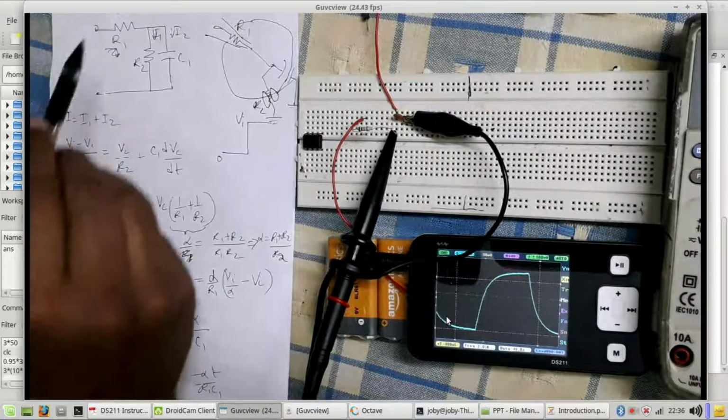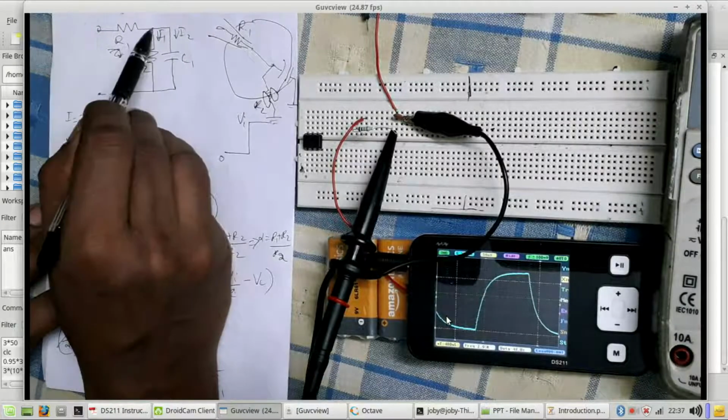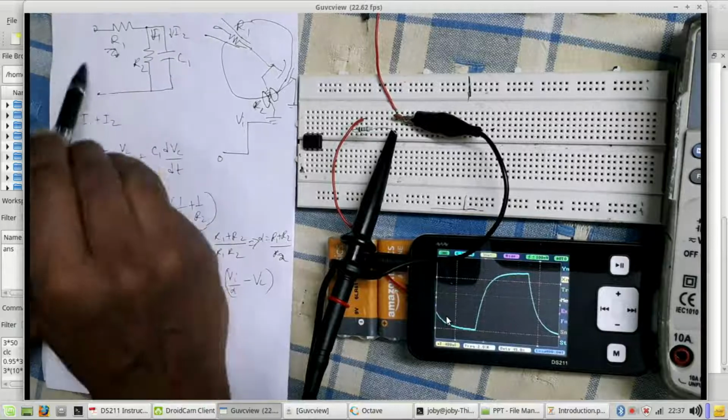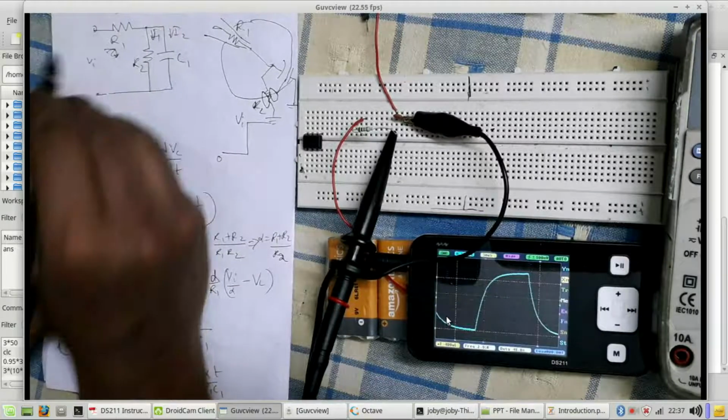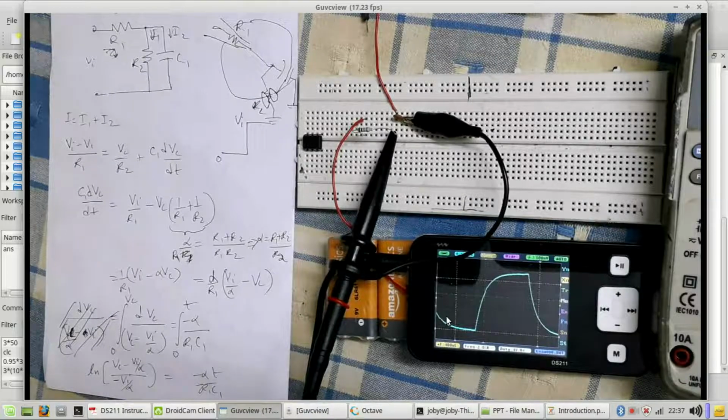Of course, the first thing we already know is that eventually, when the capacitor has charged, this voltage should reach Vi times R2 by R1 plus R2, as a voltage divider, right? That is what would happen. But during the transient, what would happen? What would happen to the time constant, right?